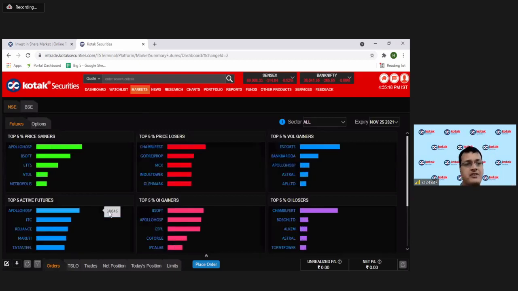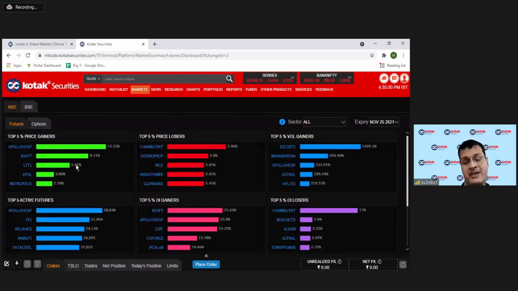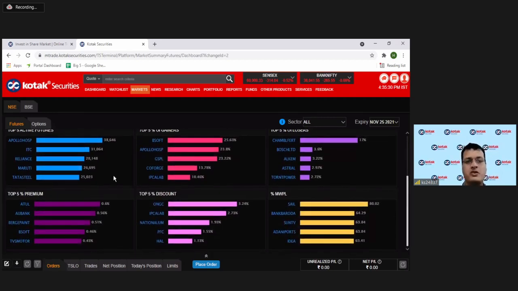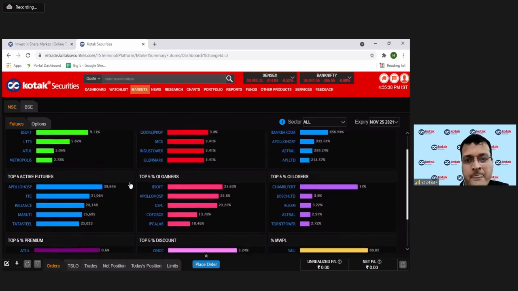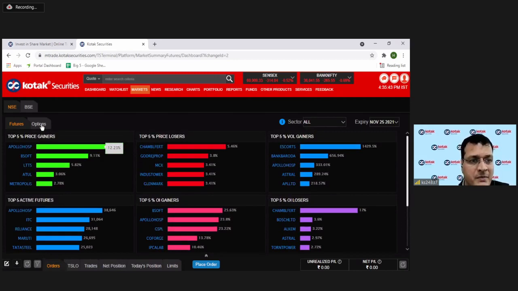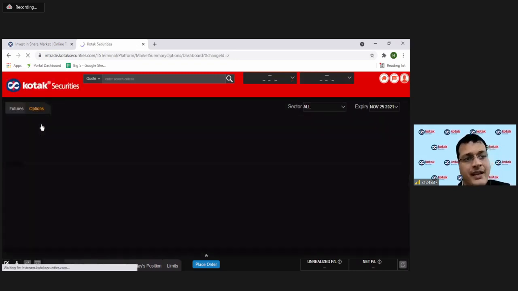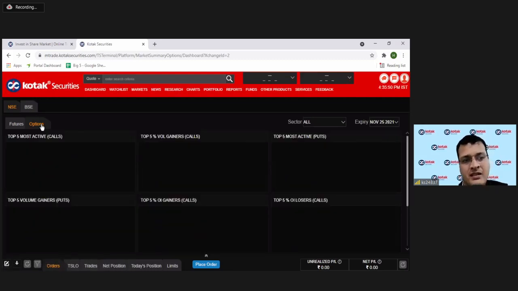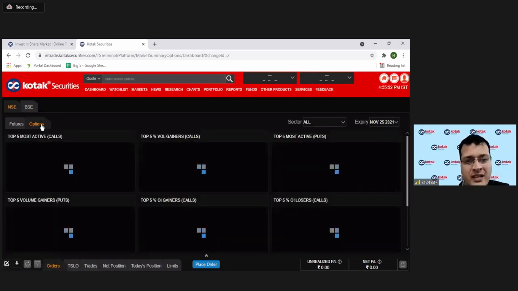Summary, again, you want to see which were the stocks percentage wise, which were the price gainers, price losers, volume gainers, and so on and so forth. So it's similar to what Gaurav just covered about summary. Top 5% discount, the stocks which had 5% premium, OI losers, and so on and so forth. All right. Similarly, I can select for options as well. In case I want to see in options which are the stocks which were the most active calls today.